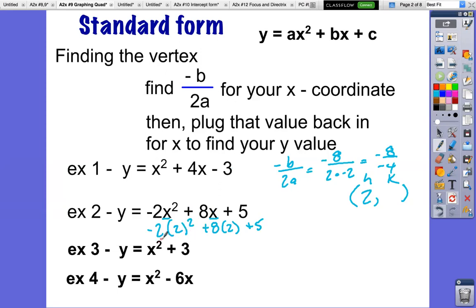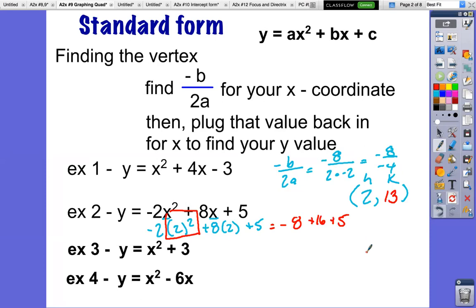Ooh, what do I do first here? Is it 2 squared first? You have to do this squared first. So most people will end up with the wrong answer because they try and say -2 times 2 is -4, squared is 16. 2 squared is 4, times -2 is -8. -8 plus 16 is +8, plus 5 is +13, and that's your vertex.